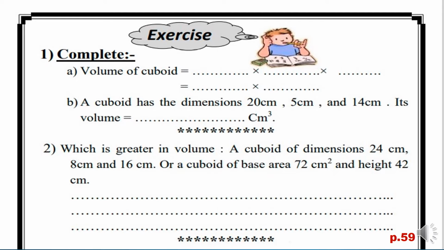Number 1, complete the volume of the cuboid. We have two rules for the volume of the cuboid. The first one, if I have 3 dimensions, it will be length times width times height. And the second rule, if I have only 2 dimensions, it's equal to base area times height.